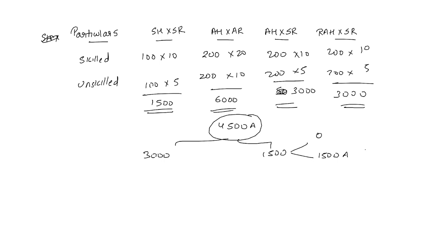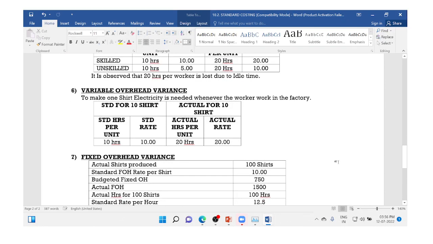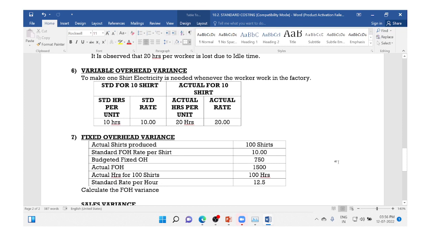Are you all done with this, friends? Now do the last one, question number 6. Then we will go to the next advanced level concepts of fixed overhead variance. All right.